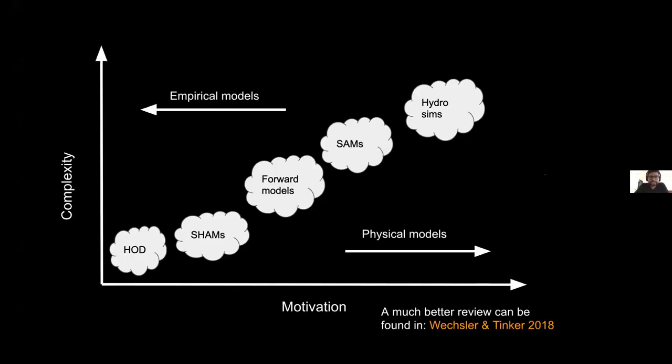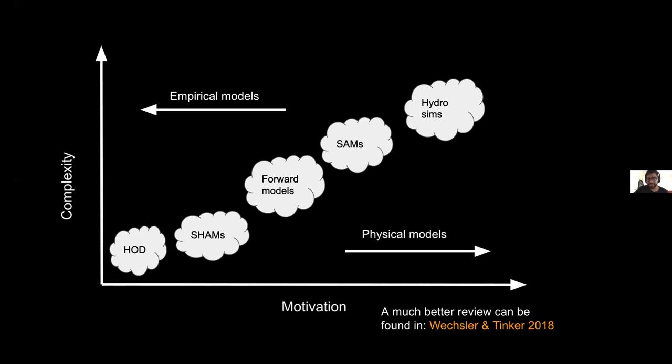But I thought I would start with this completely unscientific diagram, which lists some of the various rungs of the galaxy-halo connection as we've come to appreciate it in this plane of model complexity and motivation. Midway through this diagram, you can split things between empirical models and the so-called physical models, which I'll mostly focus on today.